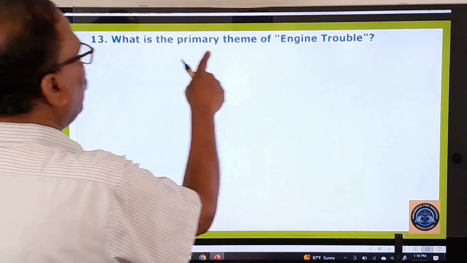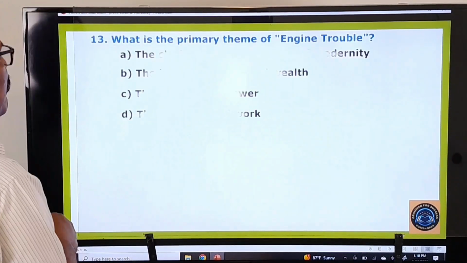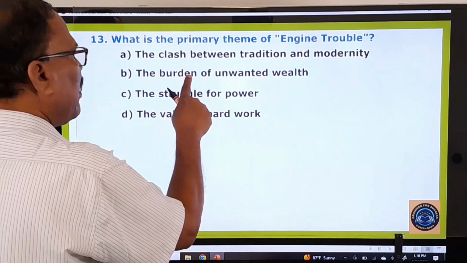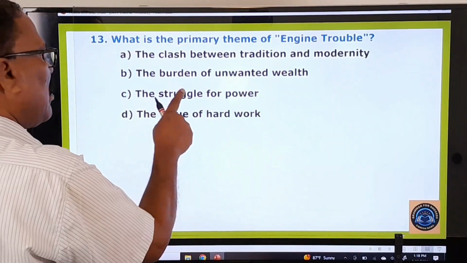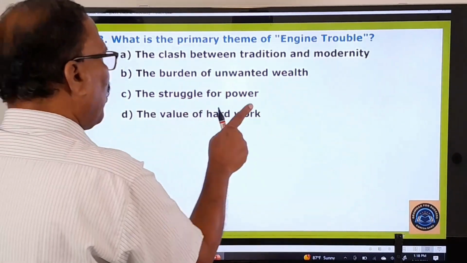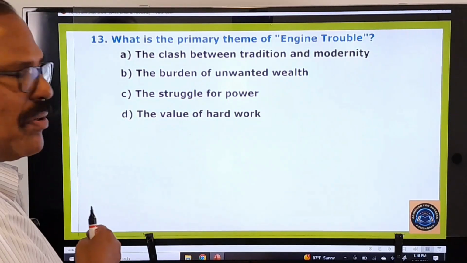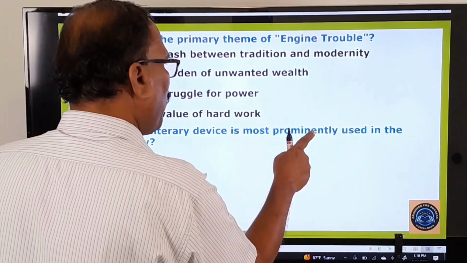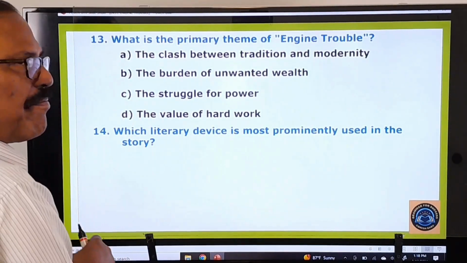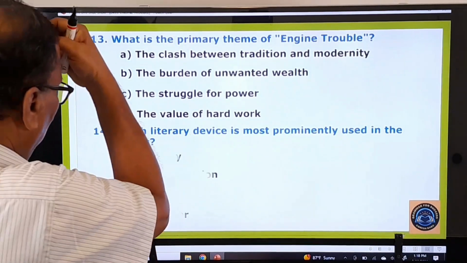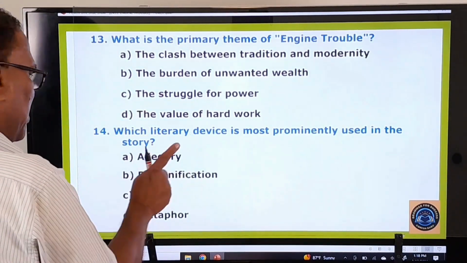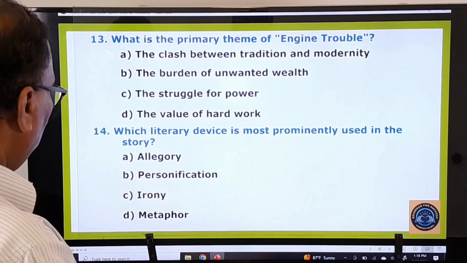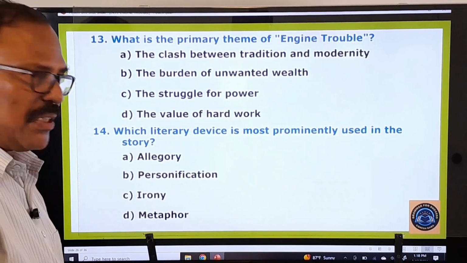13th one. What is the primary theme of Engine Trouble? The clash between tradition and modernity, the burden of unwanted wealth, the struggle for power, the value of hard work. What is the right one? Okay. Which literary device is most prominently used in the story? Allegory, personification, irony, metaphor. You know that very well. You can choose the right one. We now move on to other questions.